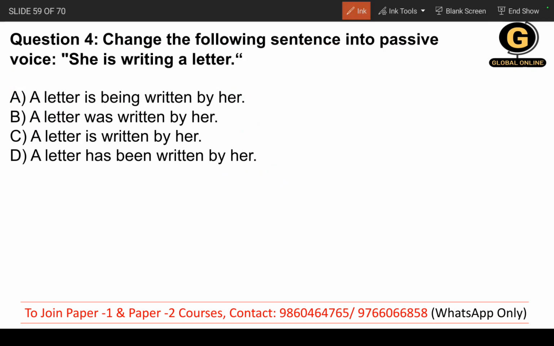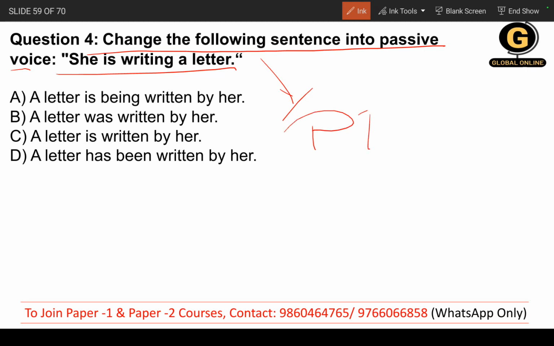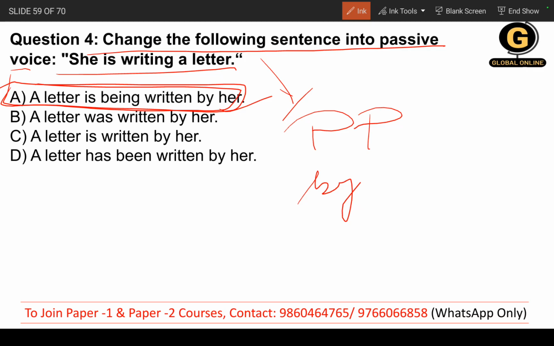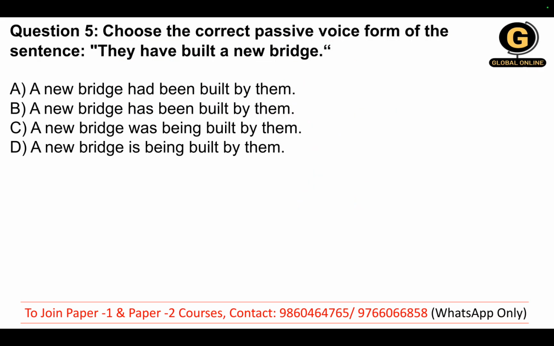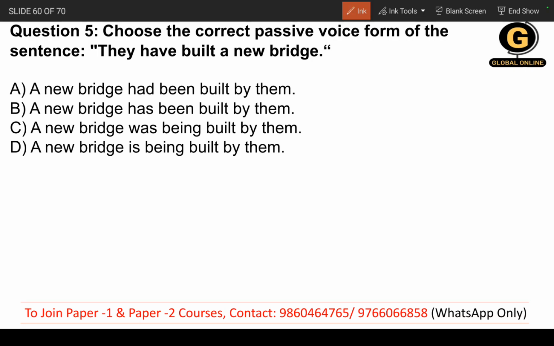Now the fourth question, change the following sentence into passive voice. She is writing a letter. You have to understand there will be a to be form, the past participle will be there, and by will be there. Now in the first option, a letter is being written by her actually has all three of them. Being is the to be form in the present tense, written is the past participle. By is also here, and her is the subject here but performing as an object. So A is the correct answer. Great. I think everything is clear up to now.